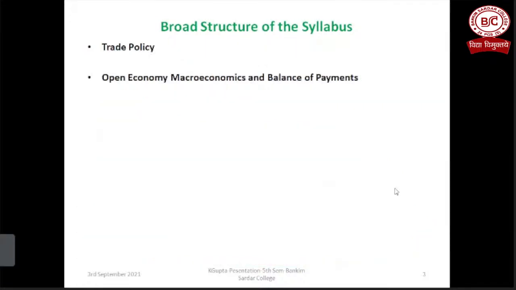There are some other topics: trade policy, open economy macroeconomics, and balance of payments. The earlier topics in the last page and trade policy, these are all applications of microeconomics. But open economy macroeconomics and balance of payments is an application of macroeconomics. So it's a mix of microeconomics and macroeconomics, of course, applications or extensions of microeconomics and macroeconomics.